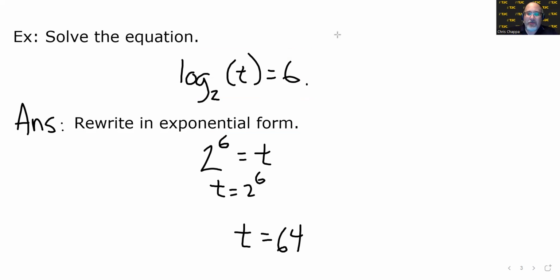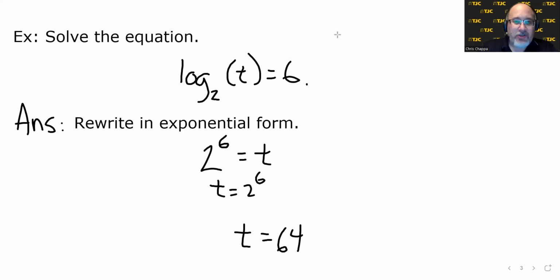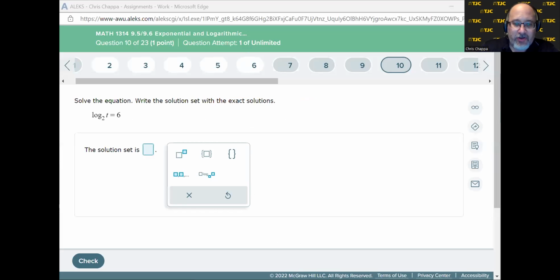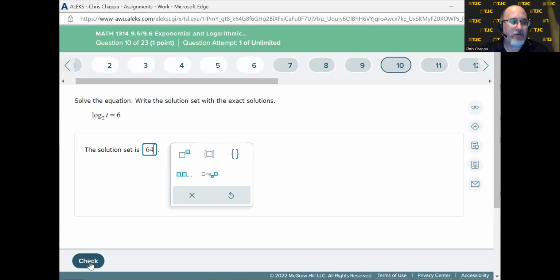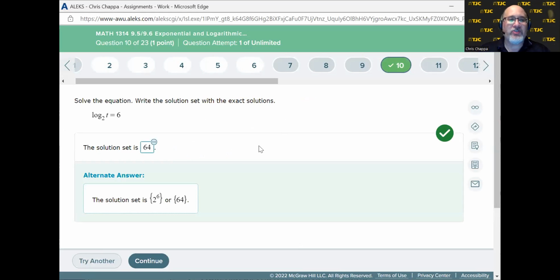All right, let's take a look at another example. Let's go back to the homework and grab a question. Oops, that's not what I meant to share. Let's try that again. Share. There we go. I guess we can put this answer in. The solution set is 64. Oh, wait a minute. I forgot to put the braces around it, but it said that's okay. And notice it even would have accepted 2 to the 6th power. How nice of it.